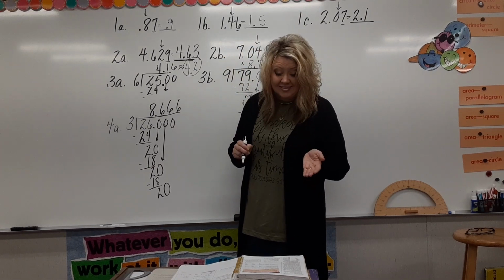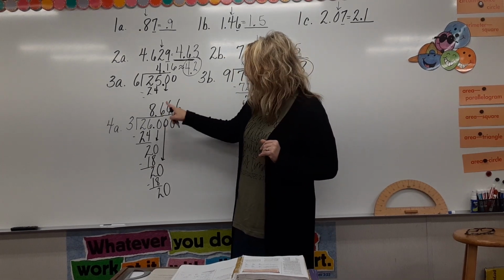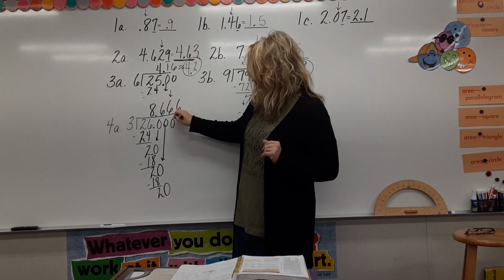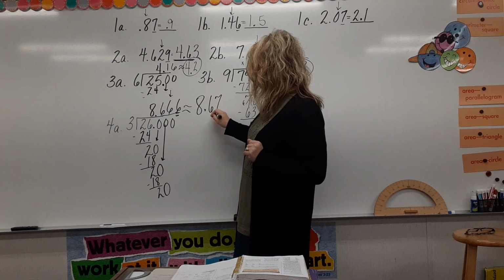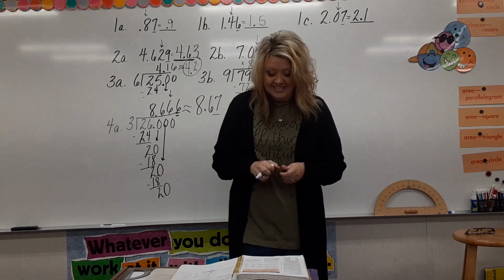So we're going to round it to the nearest hundredth. So we go tenths, hundredths. There's my determining digit. This rounds to 8.67. 8 and 67 hundredths.